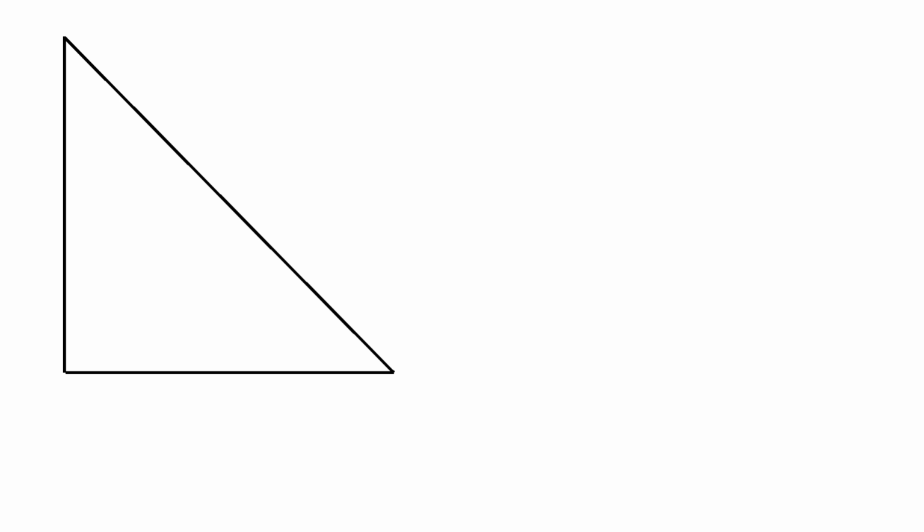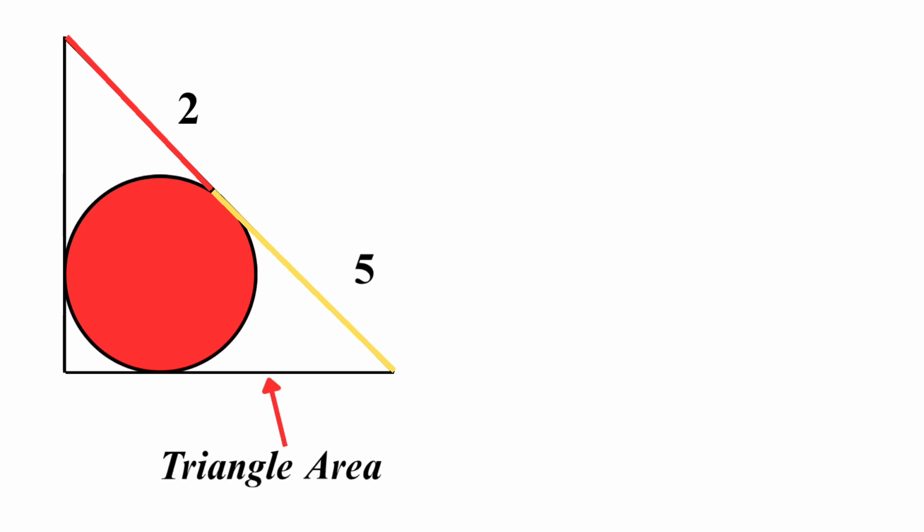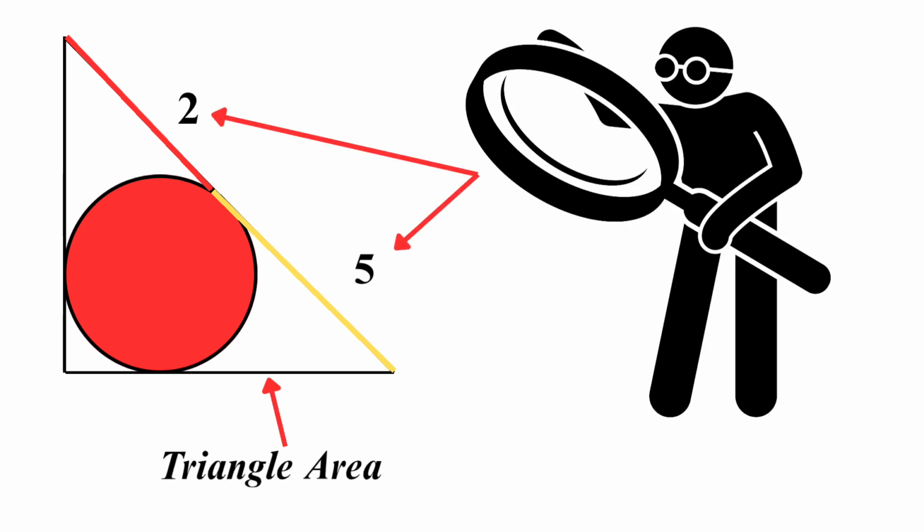We have a right triangle and we have inscribed a circle in it, like this, such that the length of this side is 2 units and the length of this side is 5 units. We need to find the area of this right triangle using this information.